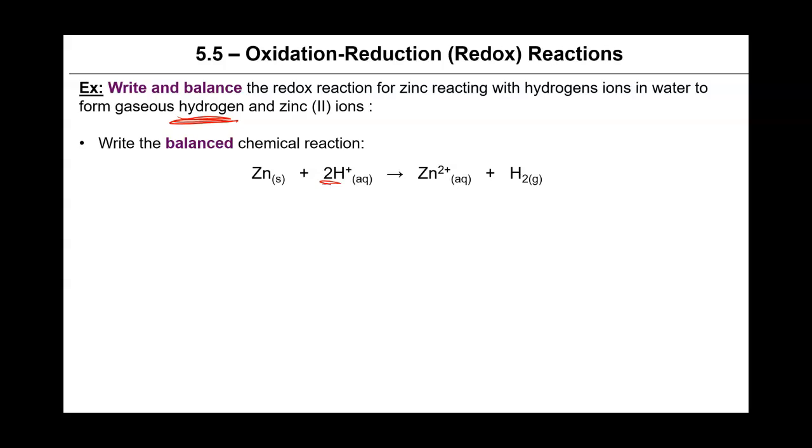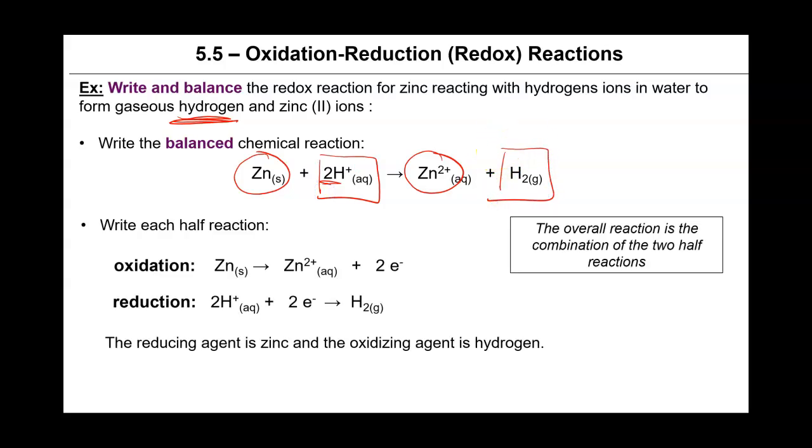So I can break this guy into 2 half reactions like we saw before. One for the zinc and its product, and one for the hydrogen ions and its product. So when I go ahead and do that, we see something interesting, which is important to recognize.